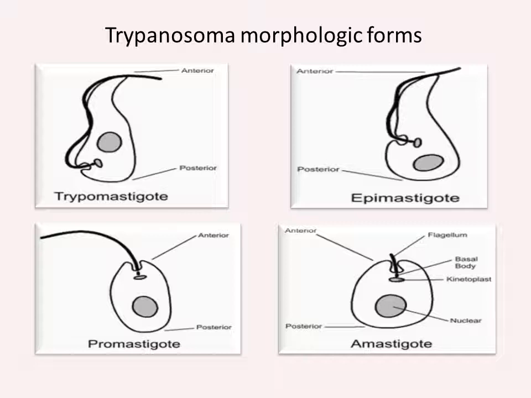In the epimastigote and promastigote forms, the kinetoplast and base of the flagellum are near the nucleus or more toward the anterior end. In the amastigote form, a reduced flagellum is visible by electron microscopy, but it does not emerge onto the cell surface.